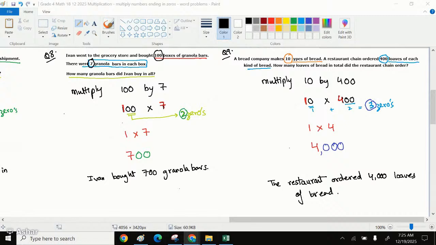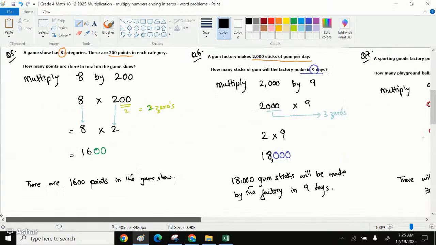And we already counted the number of zeros. 10 had 1 zero and 400 had 2 zeros. So we simply add 3 zeros. That way we can say the restaurant ordered 4,000 loaves of bread, right? Thank you. Let's move on to the next question.